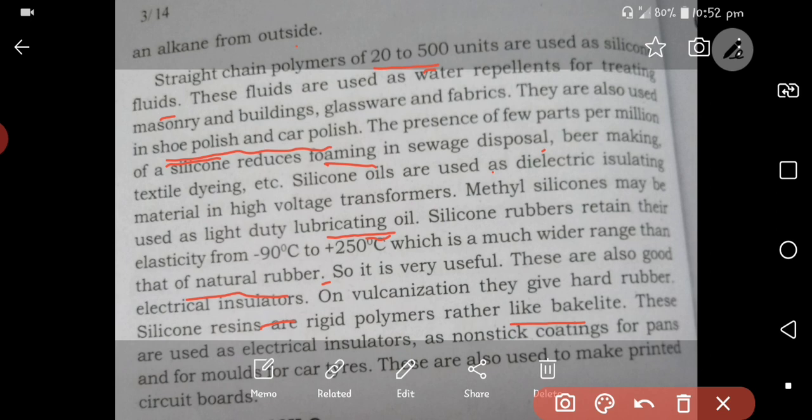Okay, then they are used in electrical insulators, in non-stick coatings for pans and molds or car tires. They are used to make printed circuit boards. Since they are electrical insulators, they are used to make circuit boards. So these are the applications of these silicones.